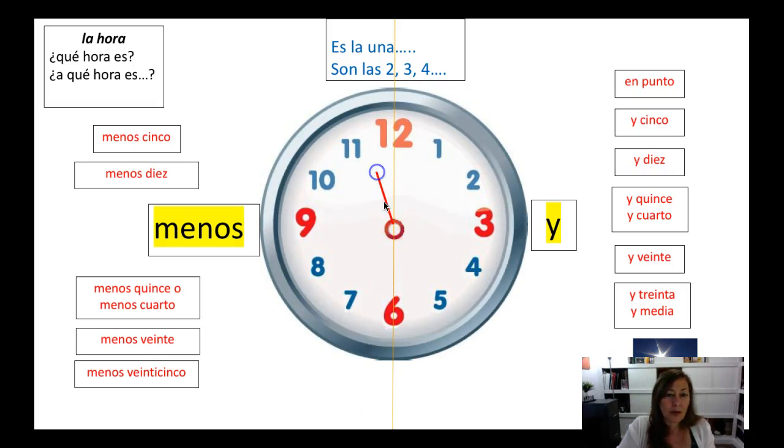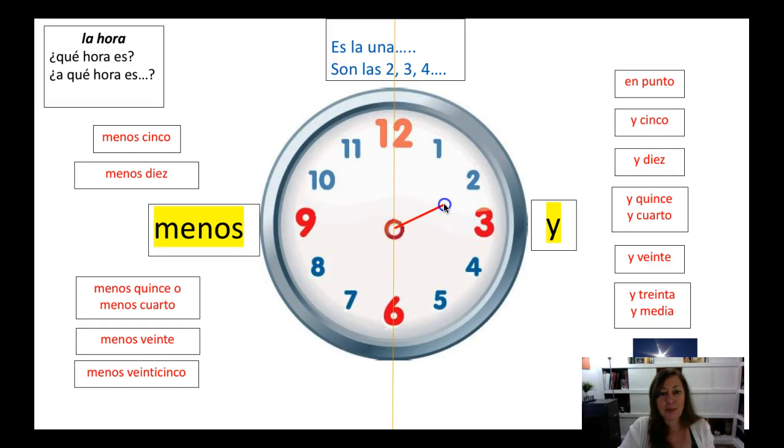So, here we are. Would you use es or son to start out? Son, because 11 is plural. So, son las 11. Now, here's where the problem starts. Well, it's not a problem at all. It's just a matter of thinking about it a little bit differently. So, it's 11:35, but really that's like 12 minus 25. Do you see what I mean? The next hour is going to be 12. So you have to subtract the minutes from that. So here you would say, son las 12 menos 25.